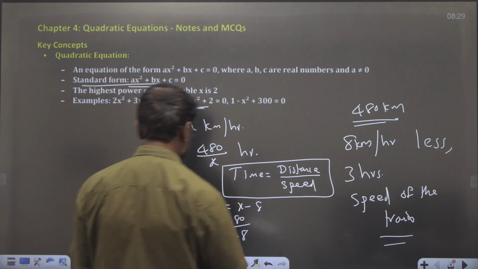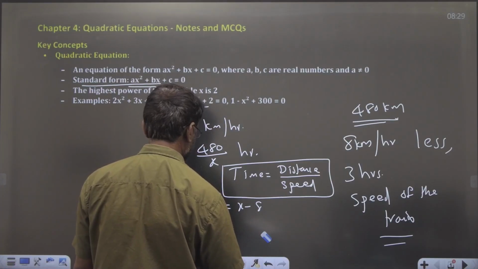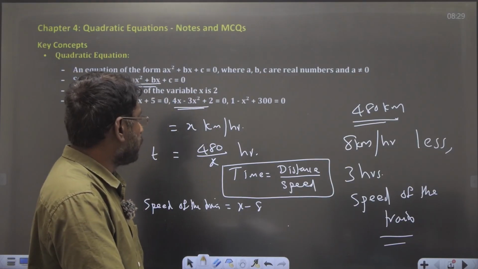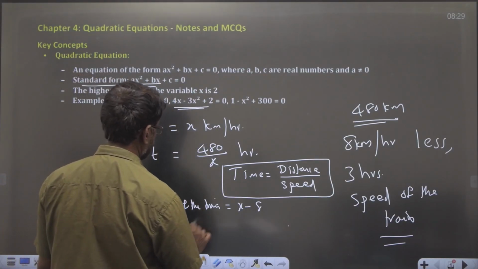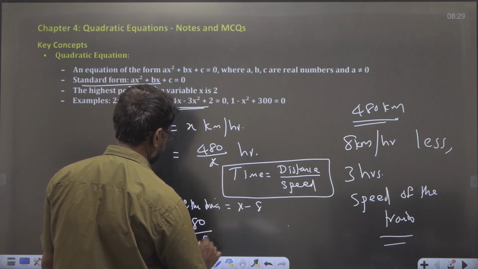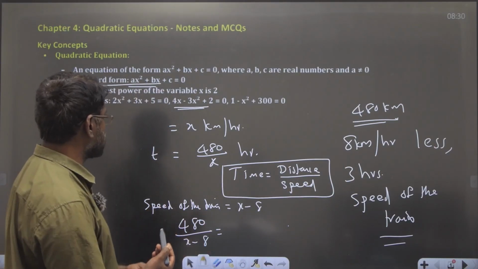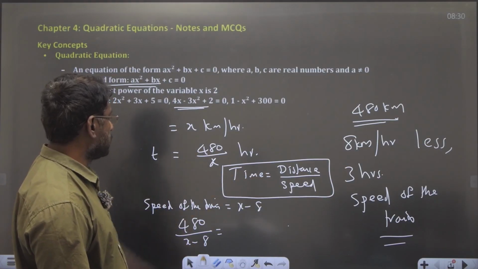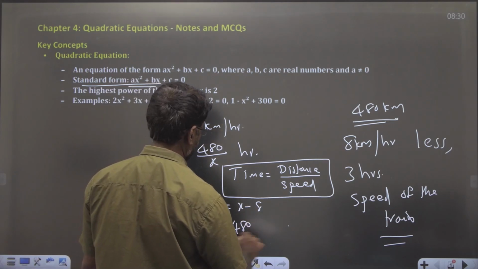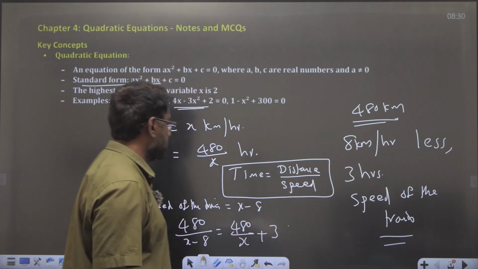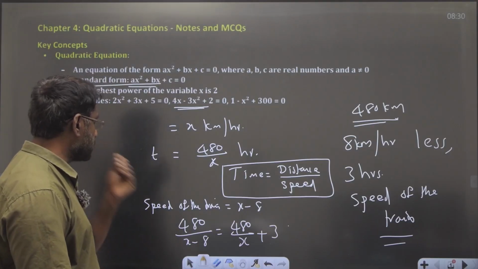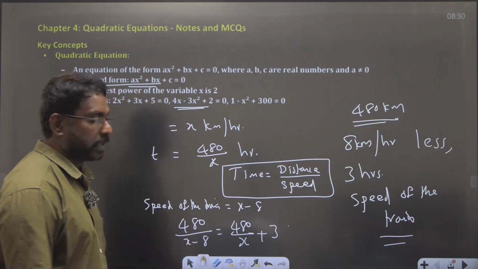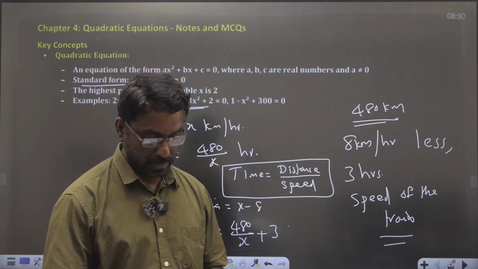That means, as per the question, we have 480 divided by x minus 8. When the speed reduces to x minus 8, then the time increases by 3. The original time was 480 by x. This increases by 3, to 480 by x plus 3. So as per the question, the formula is 480 by x minus 8 is equal to 480 by x plus 3.